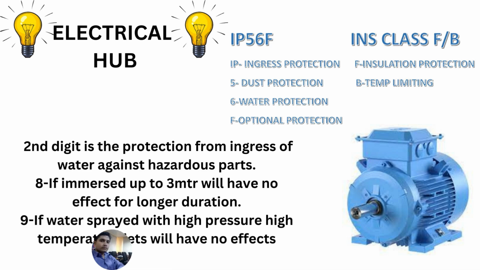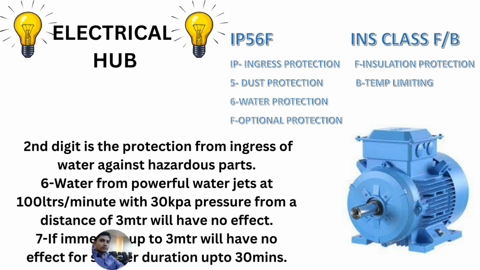9 is for completely sealed, meaning even with a high pressure jet at a high temperature, it will not allow water to get inside the equipment. 8, if immersed up to 3 meters, will have no effect for a longer duration. 7 is if any equipment is immersed into water for 30 minutes, then it will have no effect. 6 is water from powerful water jets at 1000 liters per minute with 30 kilopascal pressure from a distance of 3 meters will have no effect.